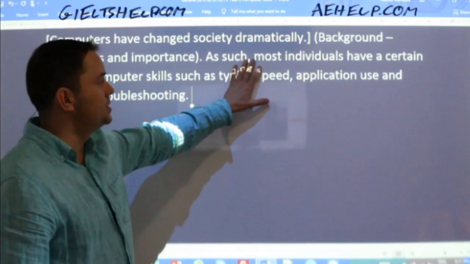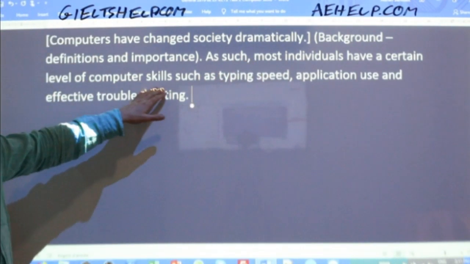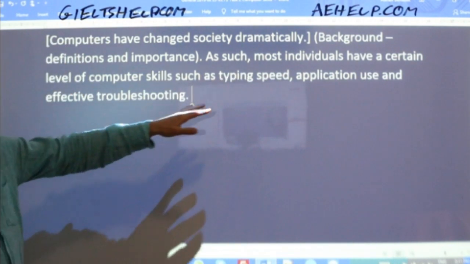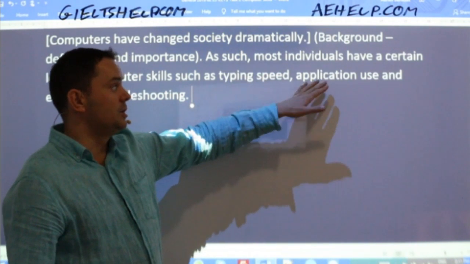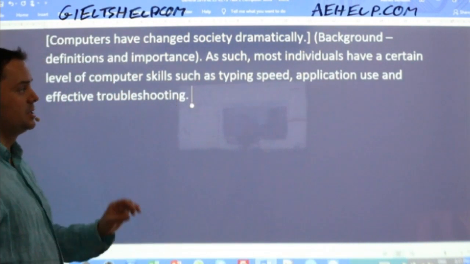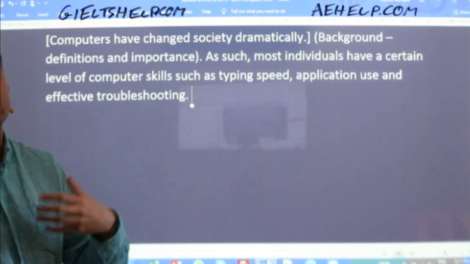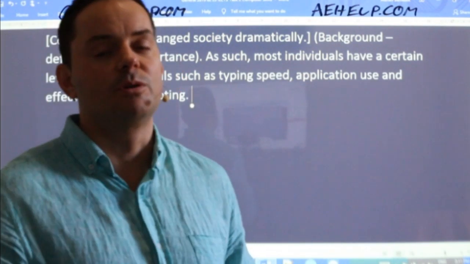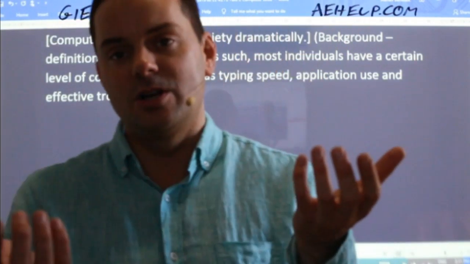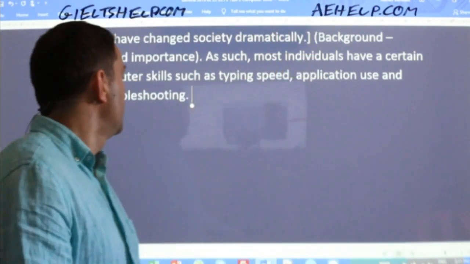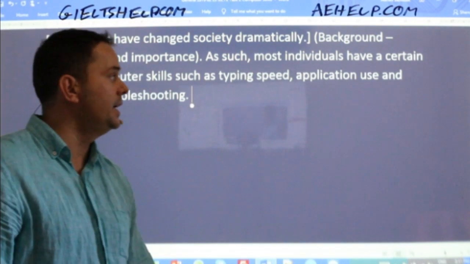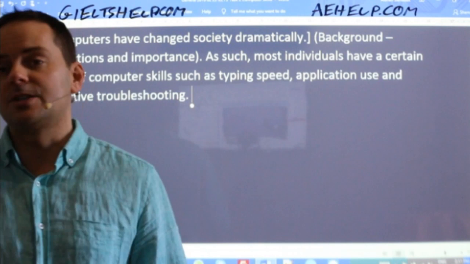As such, most individuals have a certain level of computer skills, such as typing skills, application use, or software use. Okay? Today we use the word application and software interchangeably. Sometimes we say application, especially with mobile phones, and with computers we say software, but as most of you know, application, software, the same thing. Okay, and effective troubleshooting.